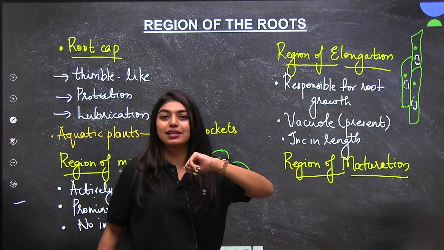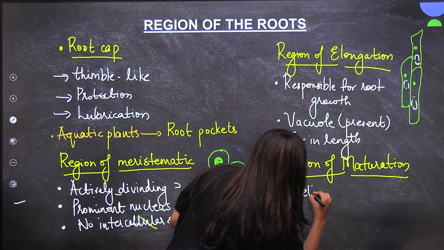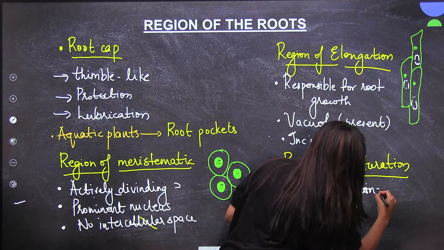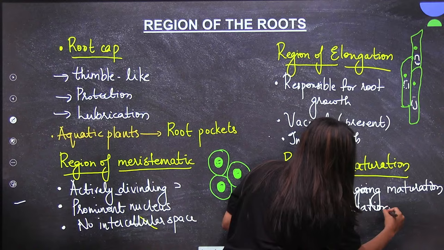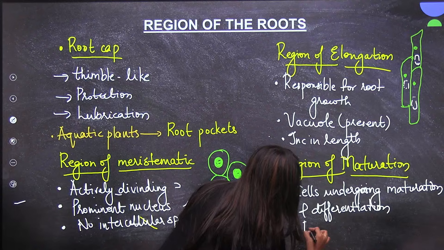So, the first point is the cells are undergoing maturation and differentiation. Okay, maturation and differentiation. Clear? And here what do we do? Very good. Has root hairs. Okay. So many of you are answering.